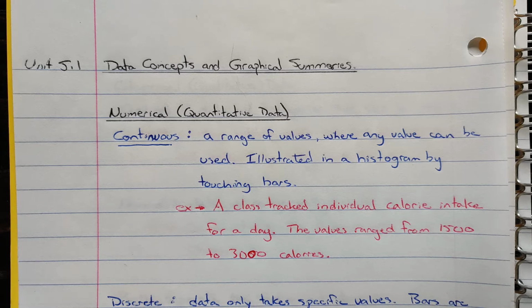So we could have any number within those ranges, and it's not idealistic to say, okay, each individual count of calories, 1,651 calories is one column, 1,652 calories is another column. We put them in ranges.